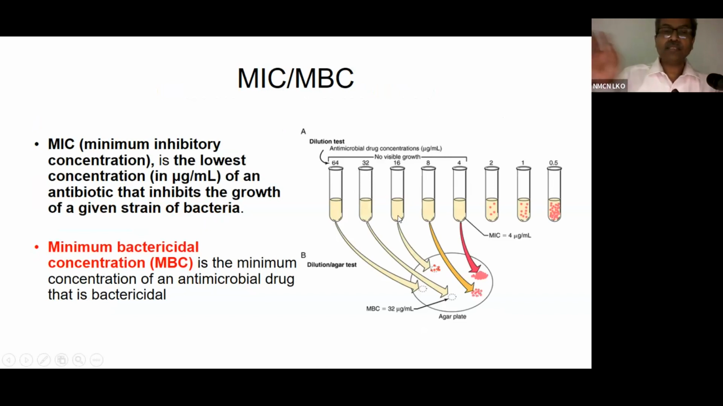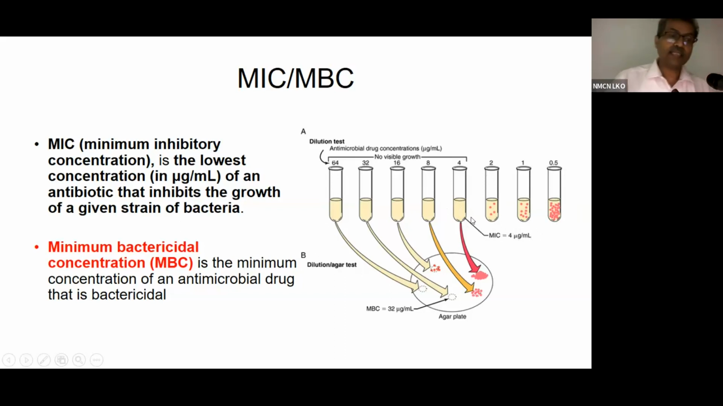Two important terms are MIC and MBC. MIC is minimum inhibitory concentration, the lowest concentration of an antibiotic that inhibits the growth of a given strain of the bacteria. And minimum bactericidal concentration is the minimum concentration of an antimicrobial drug that is bactericidal. Here from these photographs, you can see there are some organisms at different concentrations. It has been incubated. Here we can see there are no organisms, no red colors. So the minimum inhibitory concentration is 4 microgram per ml.